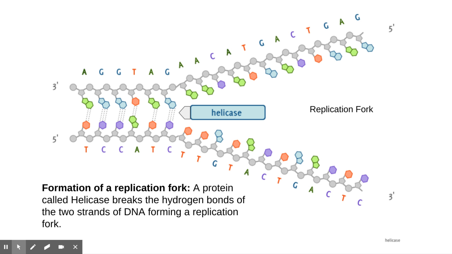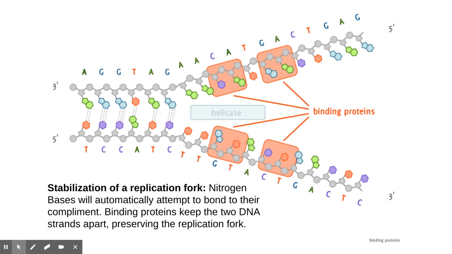When the helicase unzips the DNA, it creates this area called the replication fork. And this is very important because this is where the enzymes begin to work and start replicating our DNA. Now, our bases automatically want to reform those bonds after helicase breaks them. We obviously don't want that to happen, so binding proteins are then put in place so that the replication fork does not close back up on itself.